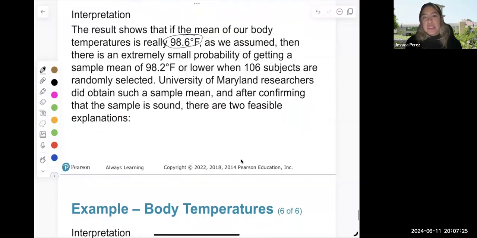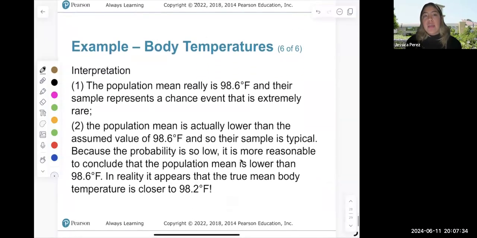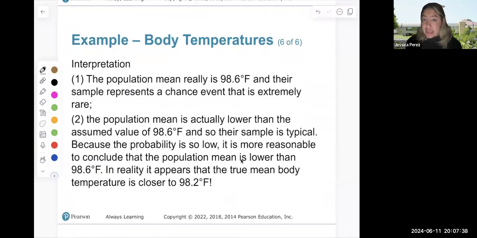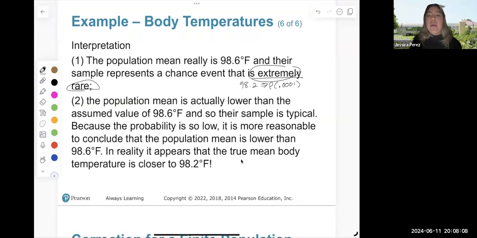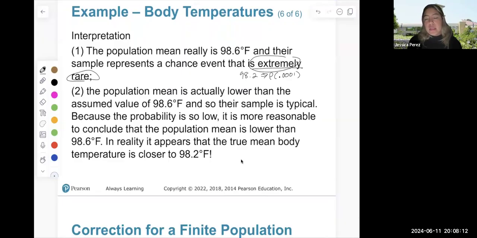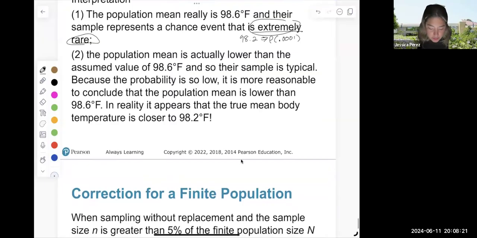So the University of Maryland researchers did obtain a sample mean, and after confirming that the sample is sound, there are two feasible explanations. One of the explanations is that the population mean really is 98.6, and the sample represents a chance of a rare event. So we had this 98.2 was extremely rare because the probability we found was 0.0001, very unlikely. Or the population mean is actually lower than what we assumed of 98.6. Okay, so this example is very typical because the probability is so low, and we have a more reasonable thing to conclude: that the population mean is lower than 98.6. Okay. So in reality, our temperature is closer to 98.2.